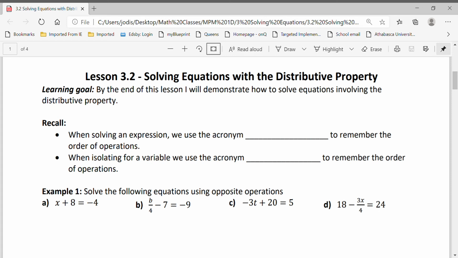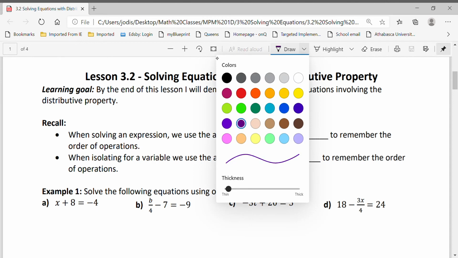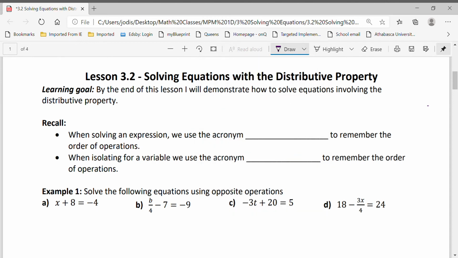Okay, so welcome to lesson 3.2. We're going to be solving equations with the distributive property today. So by the end of the lesson, that's how we should be able to solve our equations. First thing that we want to remember here: when we're solving an expression, not an equation, we want to use the acronym BEDMAS to remember our order of operations. Some of you might use P instead of B, for parentheses, but I'm just sticking with brackets.